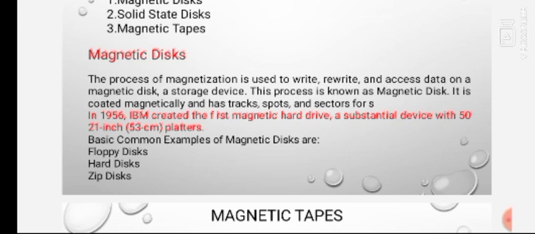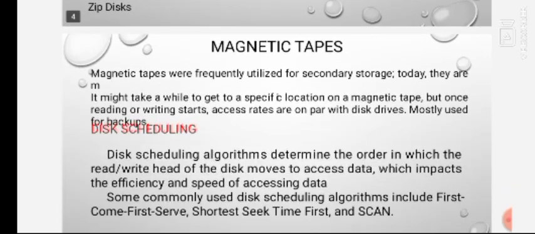It is coated magnetically and has tracks, spots and sectors. In 1956, IBM created the first magnetic hard drive, a substantial device with fifty 21-inch platters. Common examples of magnetic disk are floppy disk, hard disk and zip disk.